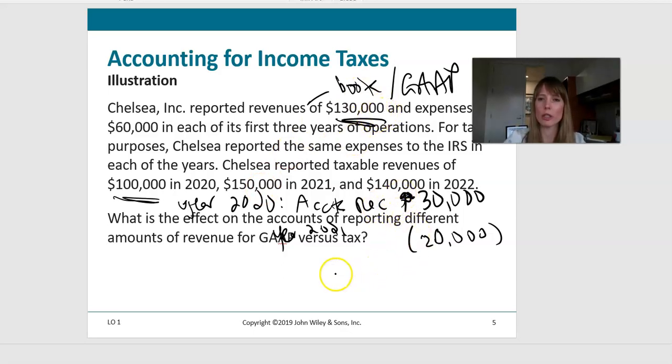And in year 2022, the remaining $10,000 of receivable was collected in cash, causing our taxable income to be higher, $140,000, than it was, $130,000, under GAAP. Let's move along in this example.